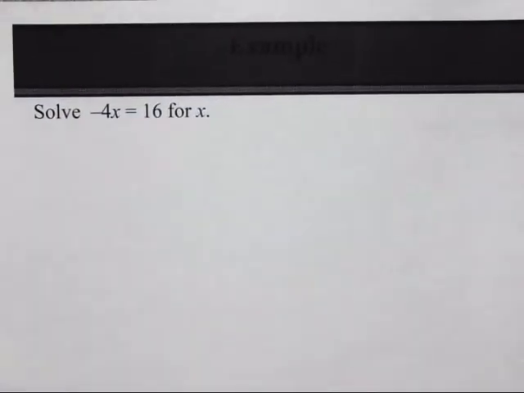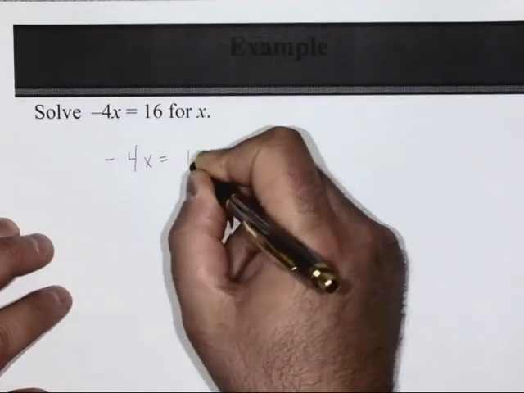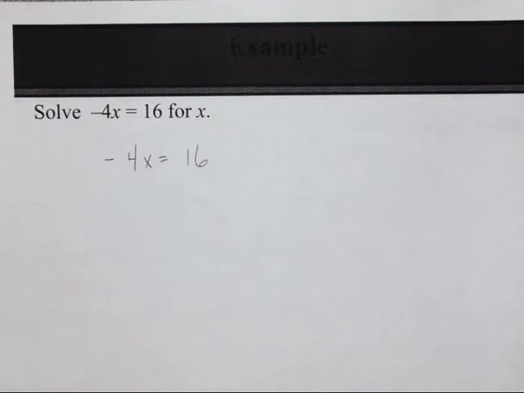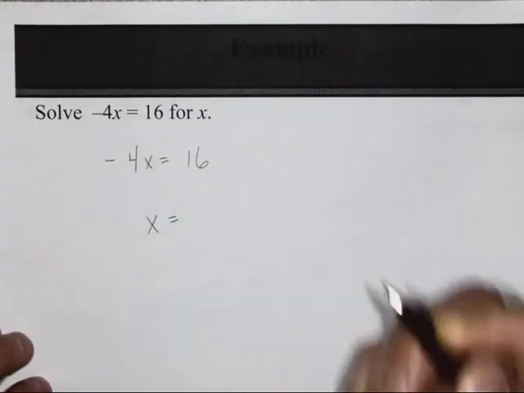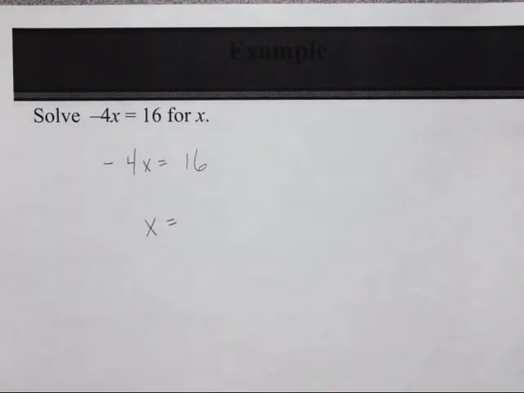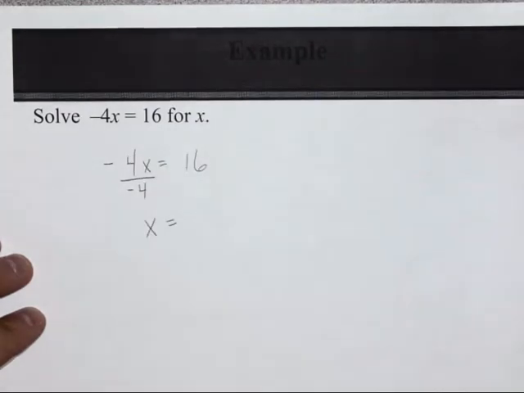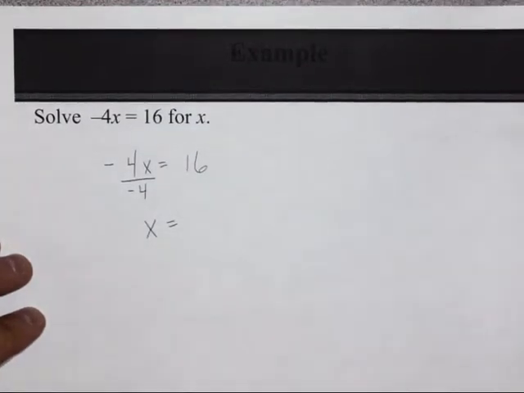Negative 4x equals 16. Solve for x. Keep in mind once again that we want to try to get that x equals statement. That makes this a solution, gives us a true statement for the equation. In this case, I have negative 4 times x. The opposite of multiplication would be division. Division undoes multiplication. So if I divide both sides by the exact same number that I have here, that gives me a 1x, or x.